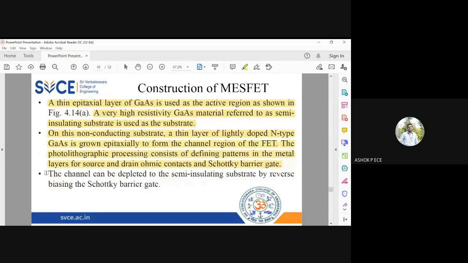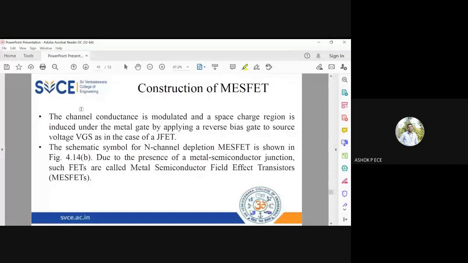This channel can be depleted into the semi-insulating substrate by reverse biasing the Schottky barrier gate. Whenever I apply a voltage, the channel conductance is modulated and the channel properties change. The depletion region is formed under the metal by applying a reverse bias gate to source voltage VGS. Whenever you apply a negative voltage to the gate, the depletion region is made wider and wider, which changes the length and thickness of the channel.